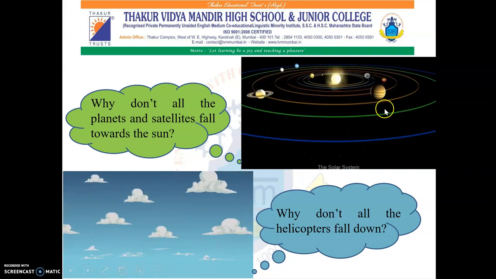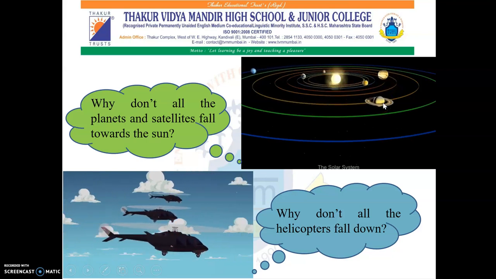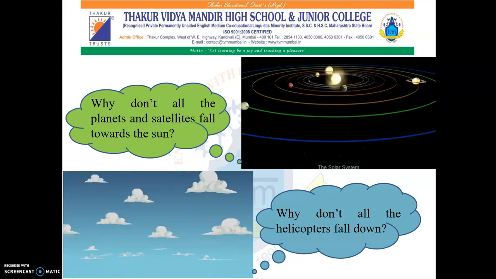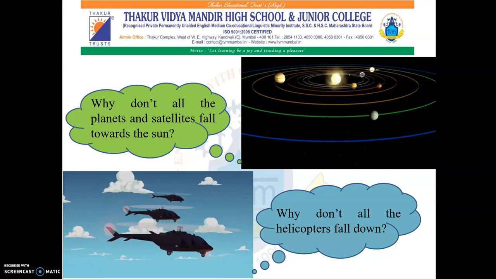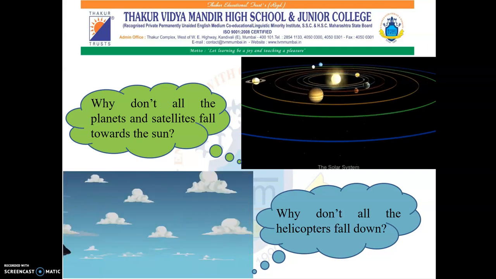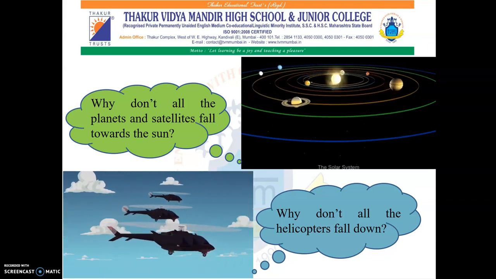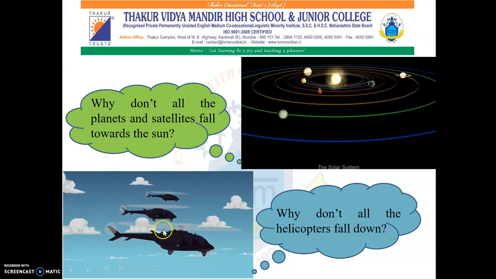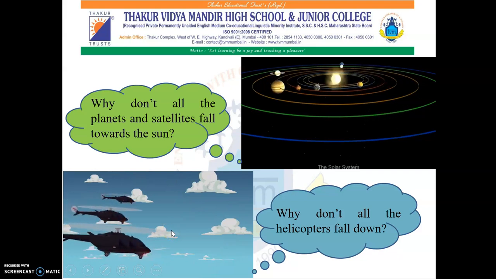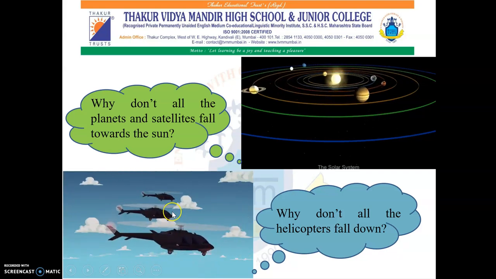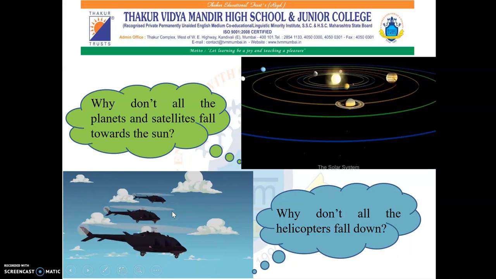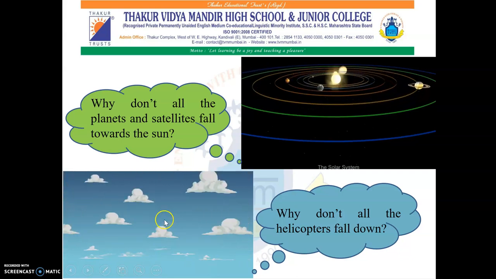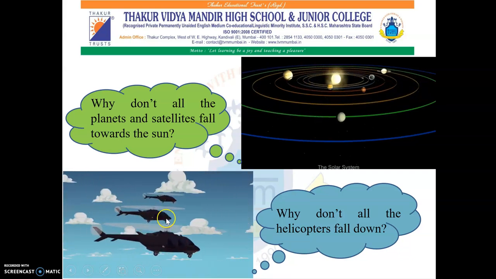Here, the planets are moving so fast, their speed is fast enough which keeps them moving in the elliptical orbit around the sun. Here also, the force exerted by the machines in the helicopter is greater than that of the gravitational force, because of which the helicopters are flying in the sky.